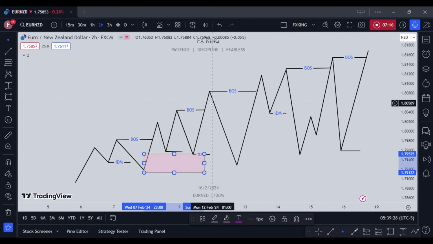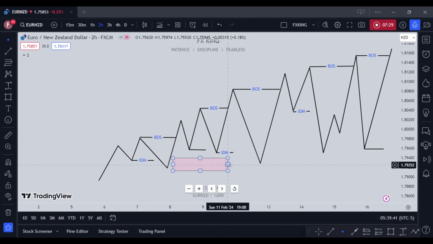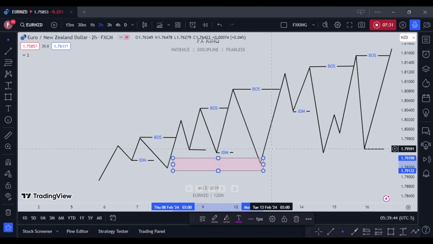Now, after here, since price did not create any inducement, this zone becomes our inducement. Now you can start looking for an extreme down here to buy off and continue this move up.